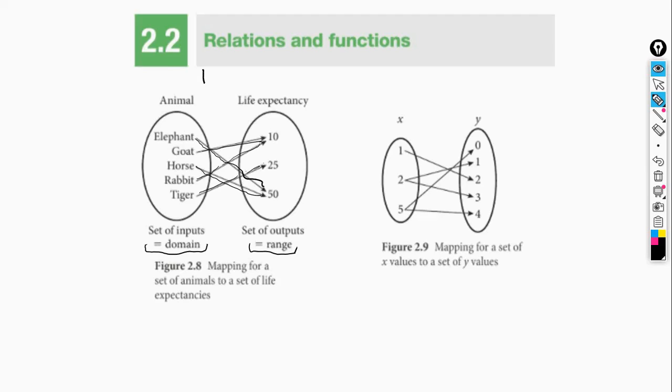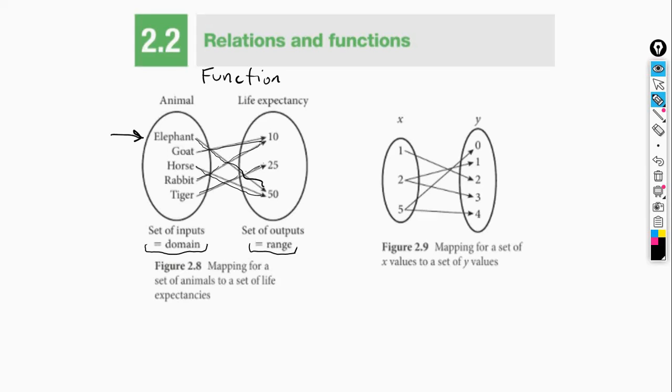So this is a function. Now, why is this a function? All functions are relations, but not all relations are functions. So this one is a function because every input in the domain, or every animal, has only one possible output in the range. So for instance, the elephant can only have a life expectancy of 50 years because it wouldn't make any sense for the expectancy to be less than that or more than that. It's a number for all elephants, the life expectancy.